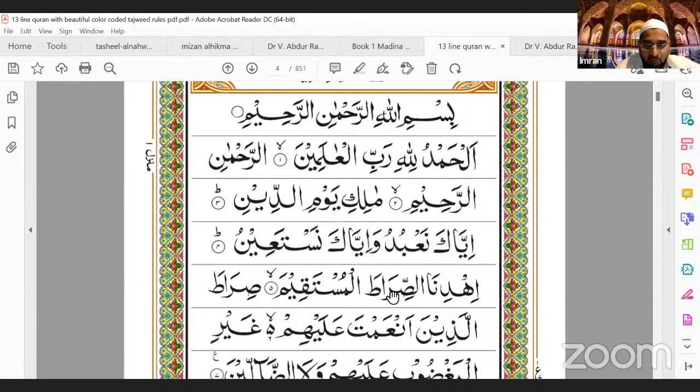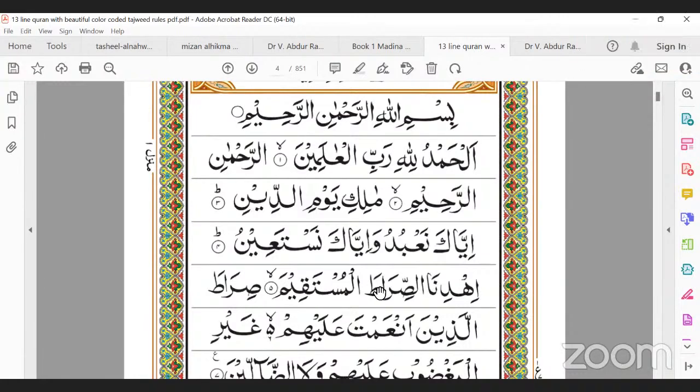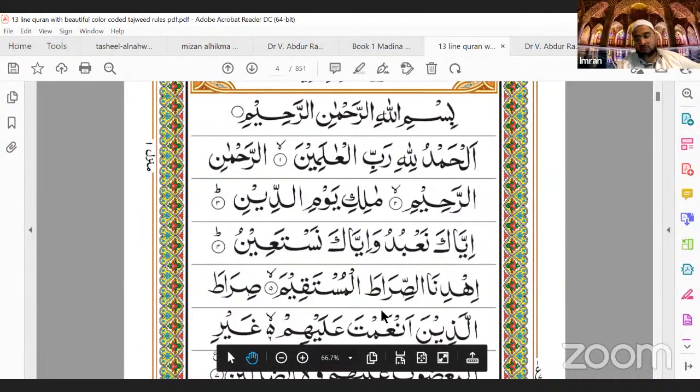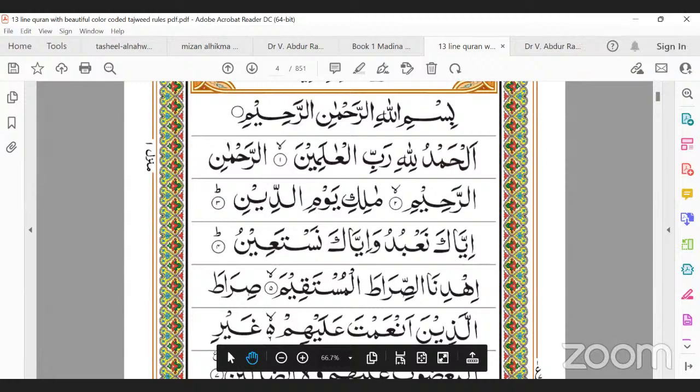So you see, as-sirat has alif lam, al-mustaqim has alif lam. Sirat is masculine. Mustaqim means straight. Straight path. Sirat has alif lam, al-mustaqim has alif lam. Sirat has a fatha, al-mustaqim has a fatha. So mustaqim is the adjective for sirat. Sirat al-mustaqim.